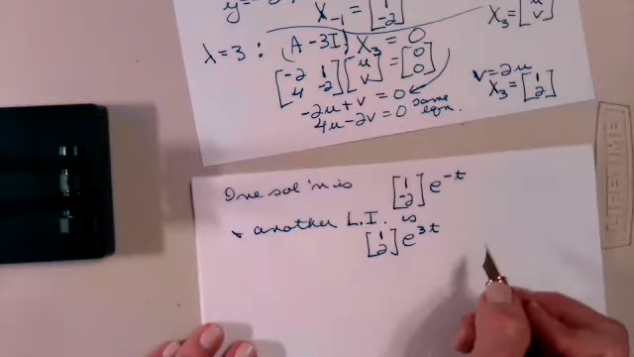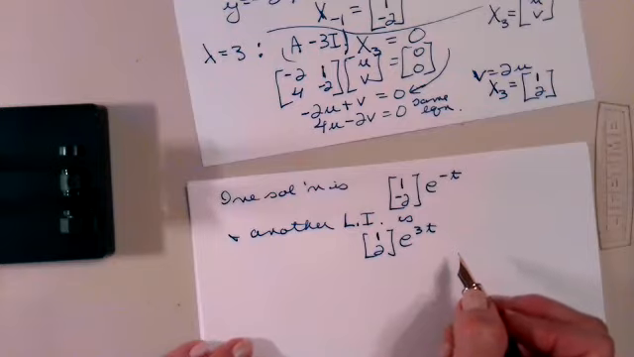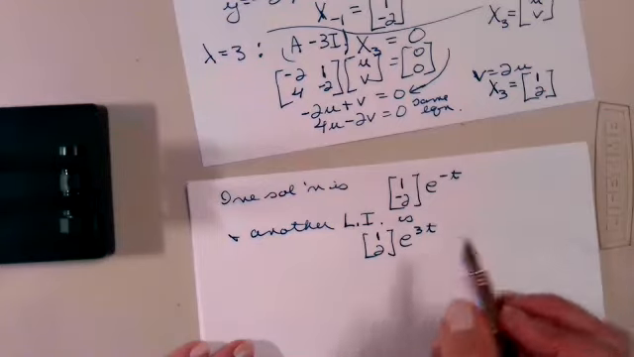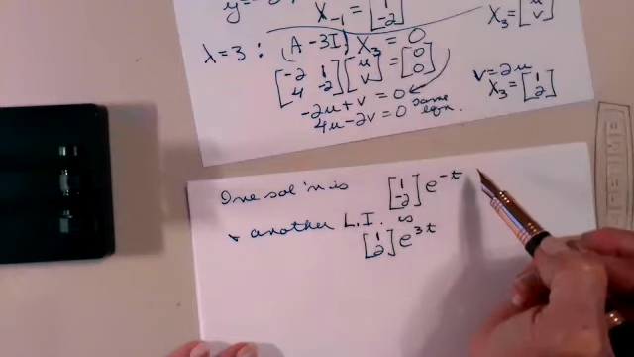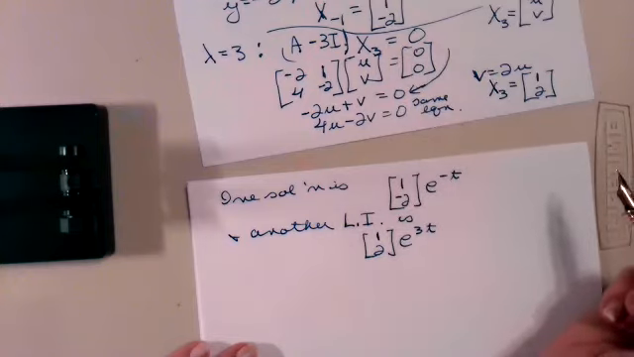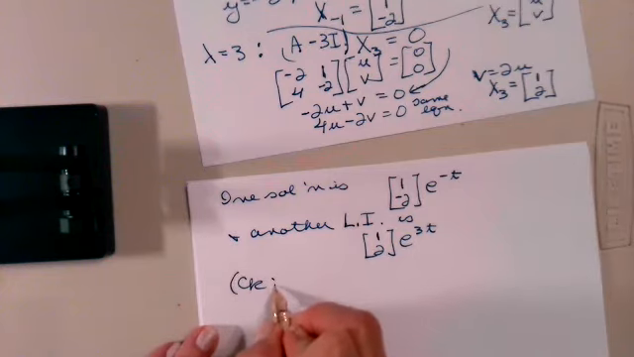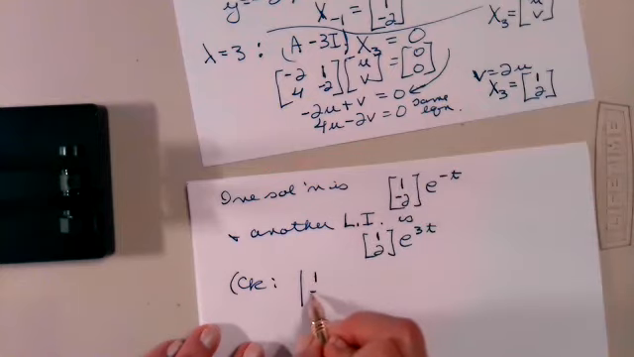Now, how do I know they're linearly independent? Well, because the eigenvectors corresponding to distinct eigenvalues, and 3 and minus 1 are distinct, are linearly independent. Another way you can check that they're linearly independent is you put them in the matrix as column vectors.